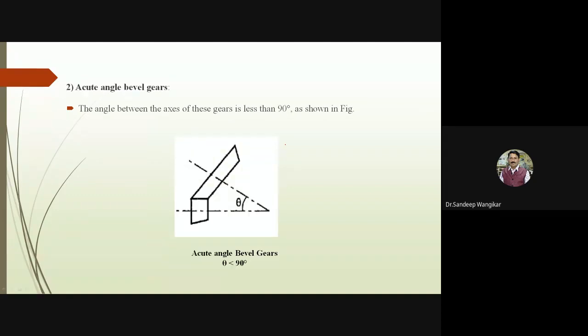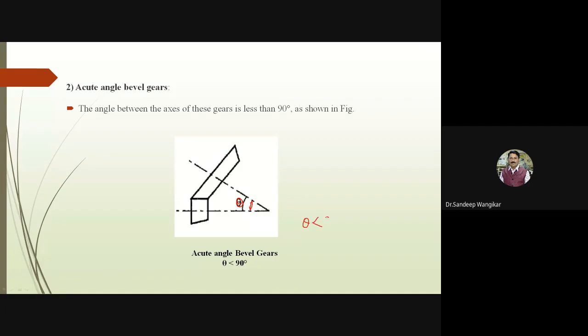Now acute angle bevel gear. See, acute angle is less than 90, right angle equal to 90, and more than 90 is obtuse angle. So this terminology we have seen. Based on this terminology, these bevel gears will again be classified. Here the angle between the axes is less than 90 degrees. Whatever angle is shown here is mentioned as theta, and theta is less than 90 degrees.